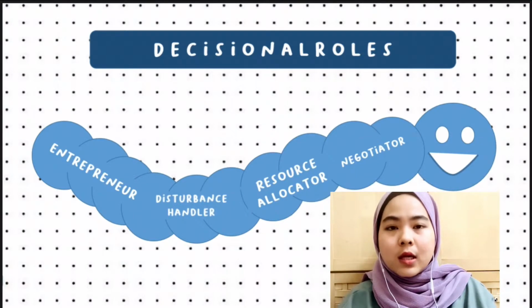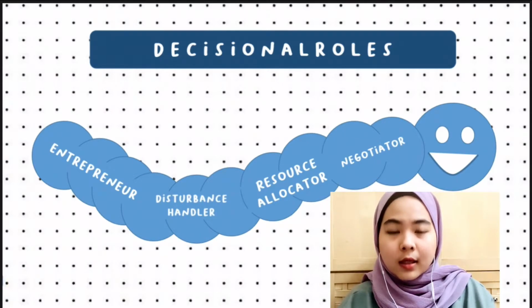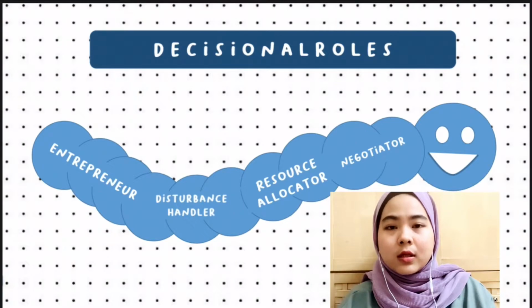Thirdly, resource allocator. The manager also need to determine where organizational resources are best applied. This involves allocating funding as well as assigning staff and other organizational resources. Lastly is negotiator. You may be needed to take part in and direct important negotiation within your team, department, or organization.